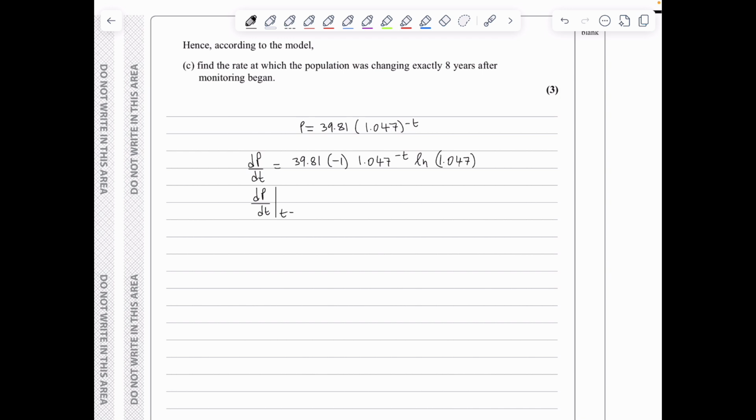So we need to evaluate this derivative at t is equal to 8. So I will substitute t with 8. So we've got minus 39.81, 1.047 to the negative 8 times ln of 1.047. If we plug this on the calculator, we get an answer of minus 1.268. And bearing in mind that p is measured in thousands, we are looking at a decrease of 1,270 per year.